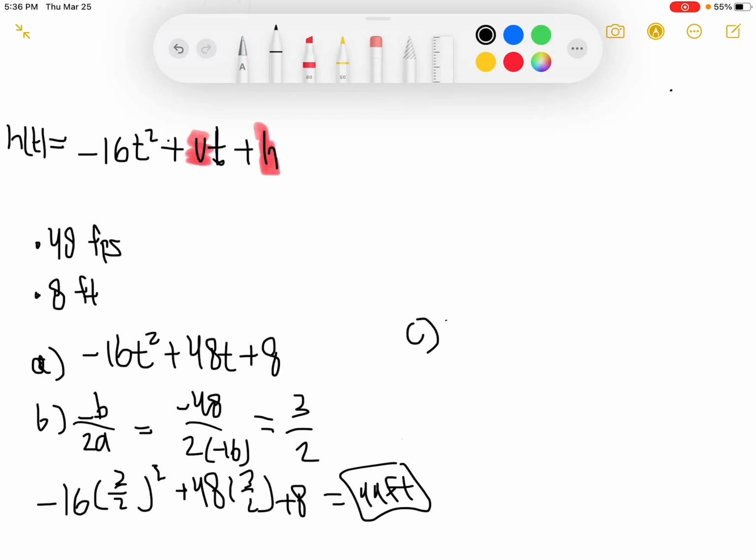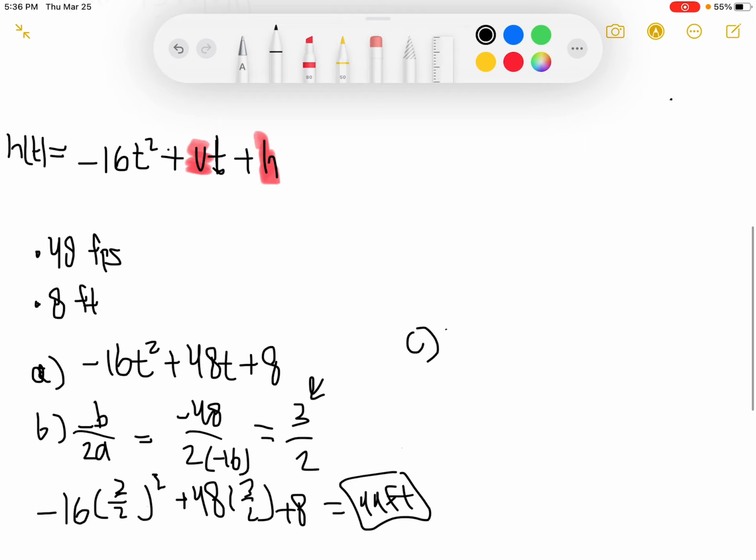And then C says, when does this occur? We already found that out. 1.5 seconds, or 3/2 seconds, but that's usually not what you say. So, what is D? We have the last thing. State the domain and range.